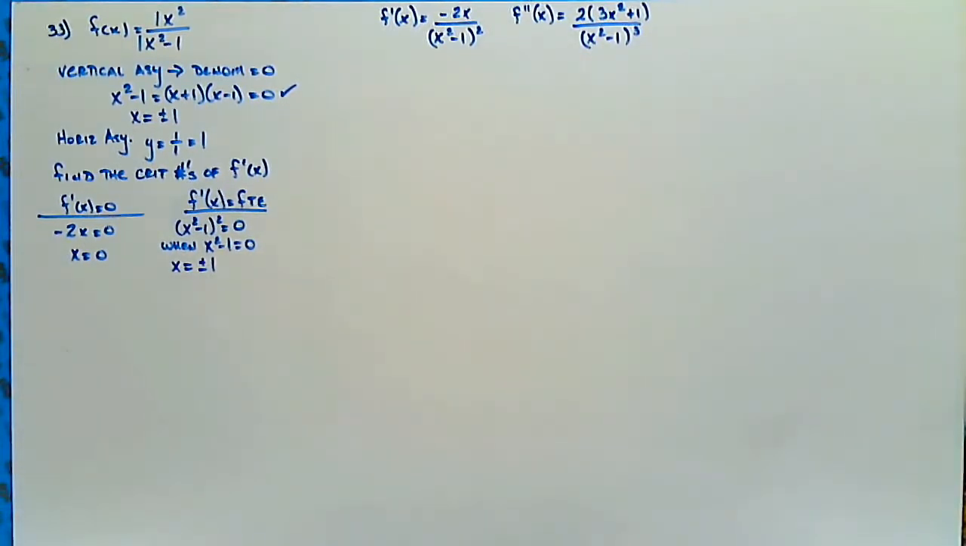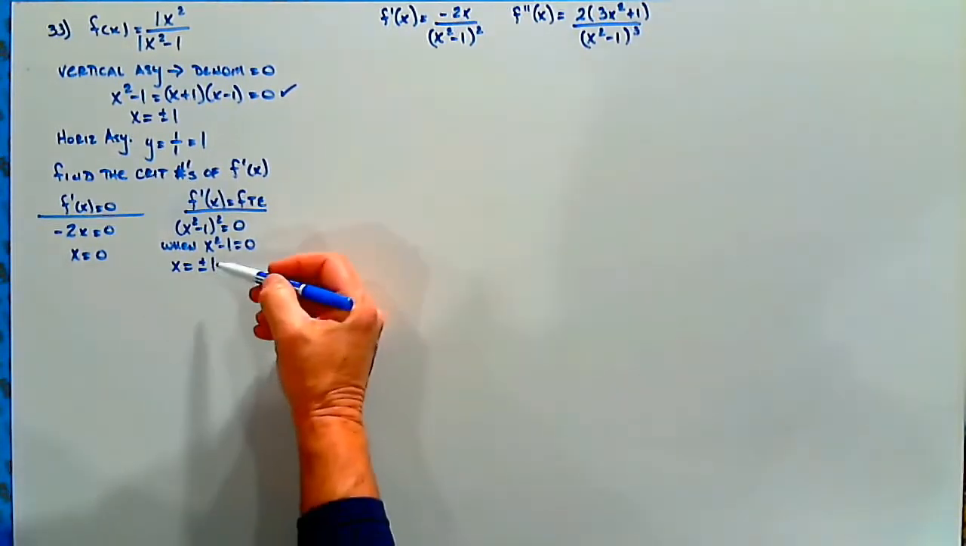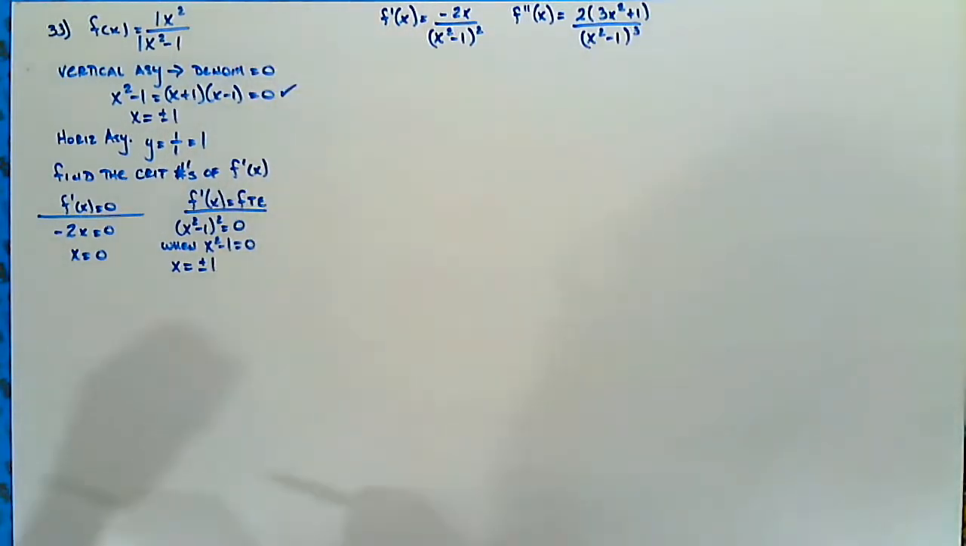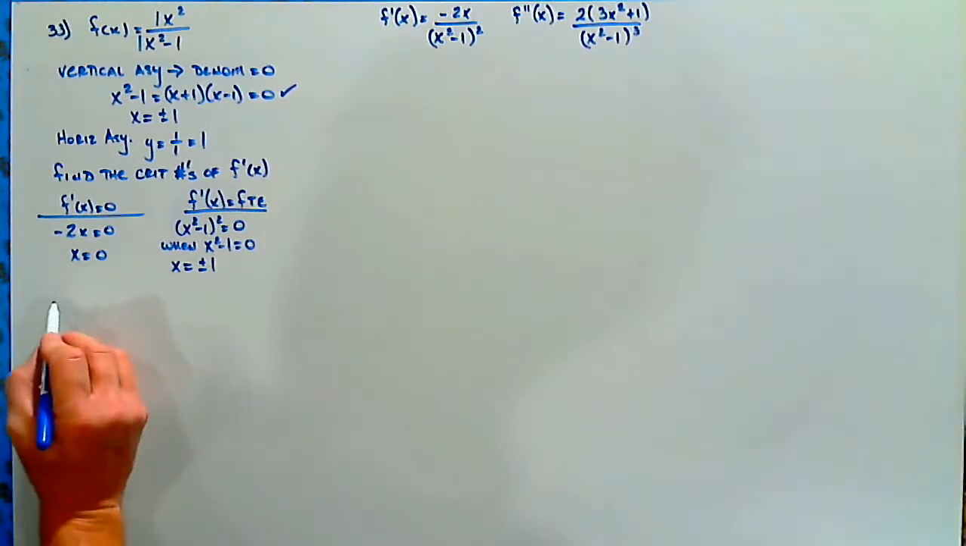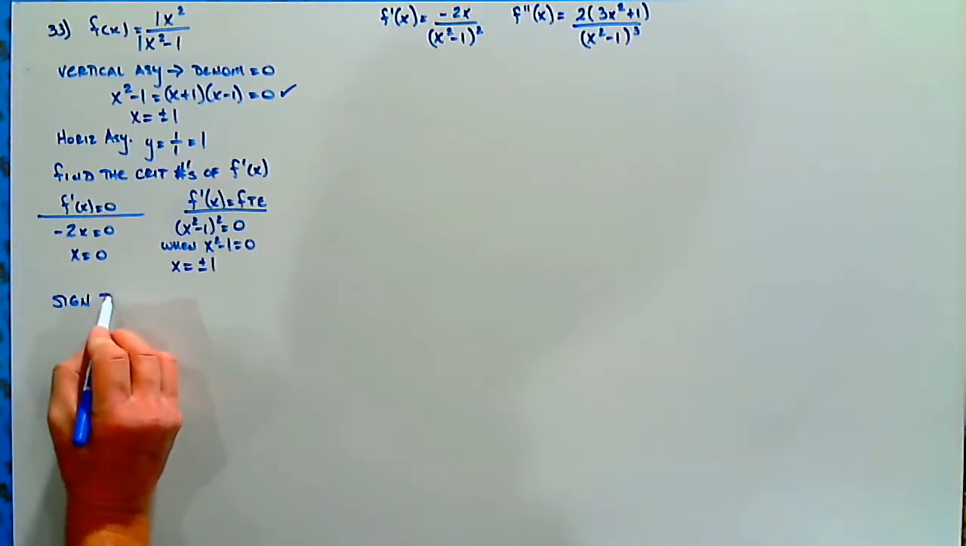Okay. Now, question. Are these values in the domain of this function? That's correct, they're not in the domain of the function. However, that doesn't mean that they're not going to be places where the function can change from increasing to decreasing. We're going to have to still consider those points, right? We're going to have to consider those points when we run our sign test, which is what we're going to do next. So next we'll do the sign test, right?